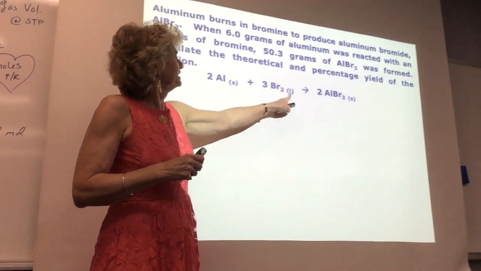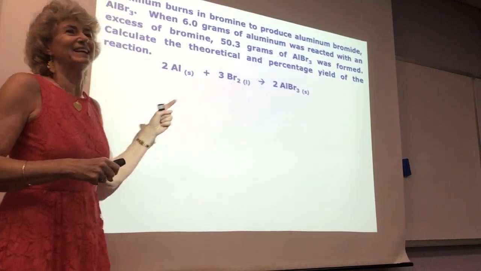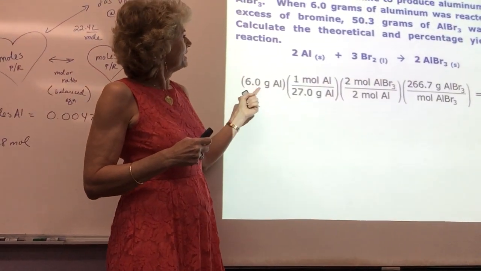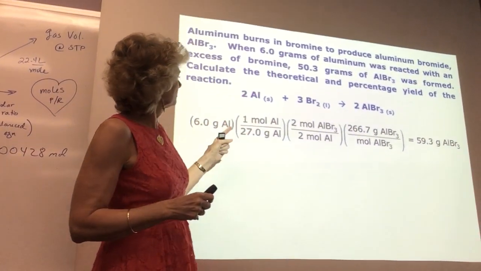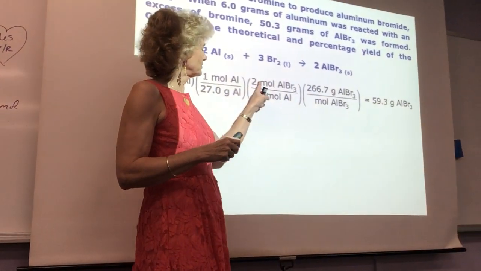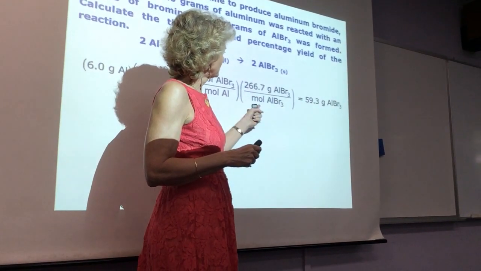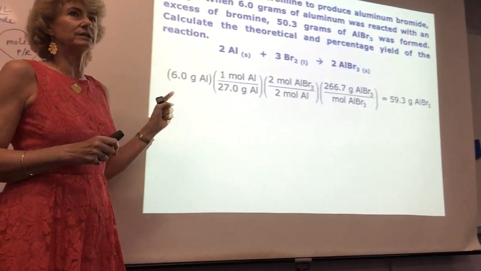How did we know this was a liquid? Periodic table. It's one of the two italicized fonts. So I took what I was given, the one ingredient, because it says there is excess bromine. This is changing it to moles of aluminum, comparing aluminum to aluminum bromide, 2 to 2, obviously. And then this is the molar mass of aluminum bromide, and this is what you get. Okay, that's our theoretical yield.